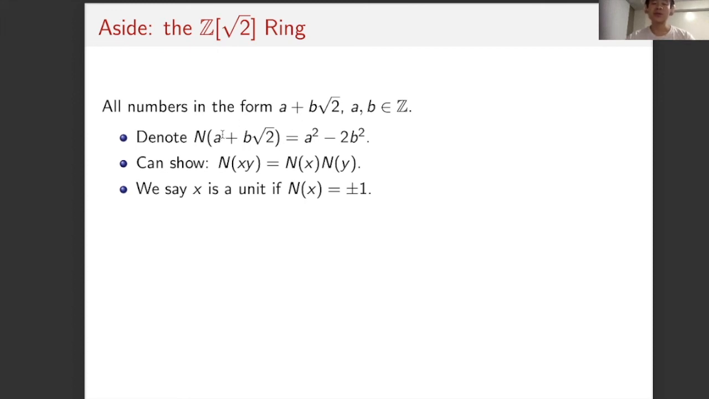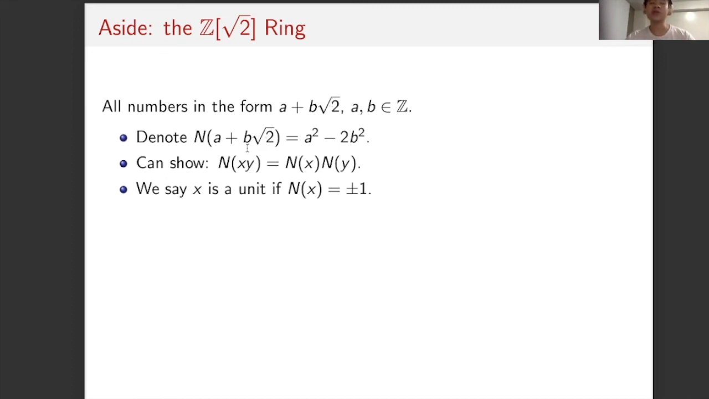So here we can define the norm. Well, I use this quotation norm because it doesn't have the triangle inequality, and this norm can in fact be negative. But anyways, let's define the norm of a plus b square root 2 as a squared minus 2b squared. Another thing you can show is that the choice of a and b is unique for each number in this form. Why? Because square root 2 is irrational.